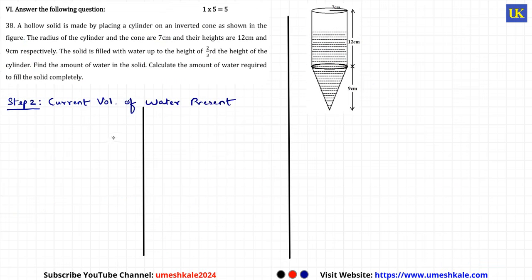So now we will find the step 2, wherein we have to find the current volume of water which is present in the solid. And first we will see the volume of cone, and volume of cone is not going to change. It is same what we have found out earlier. So it is 462 centimeter cube. So already on the last page, we already solved it. The change will happen only for the water which is present in cylinder. So volume of the cylinder.